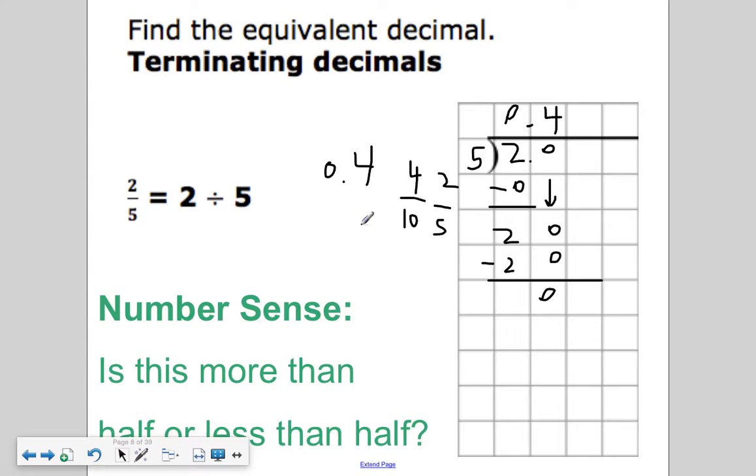Some of you may prefer, you don't like dividing. So can 5 go into 10? 2 times. Does 2 go into 4? 2 times. So 2/5 is equal to 4/10, which is equal to the decimal 4/10. So do you prefer dividing it, or do you prefer doing multiples of 10 or 100? It's up to you. And is 4/10 more than half or less than half? It is less than 5/10, or half.